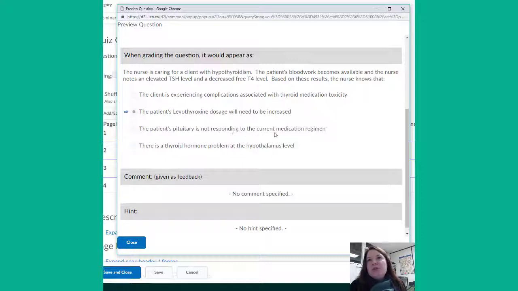The patient's pituitary is not responding to the current medication regimen. Well, it's not the pituitary that responds, it's the hypothalamus, right? So it has nothing really to do with the pituitary, but we have an elevated TSH, so we know the pituitary is actually working. There is a thyroid hormone problem at the hypothalamus level. We know that's not true as well because we do have an elevated TSH, which means we also have TRH going on. The only thing that would be low in this case is the free T4.